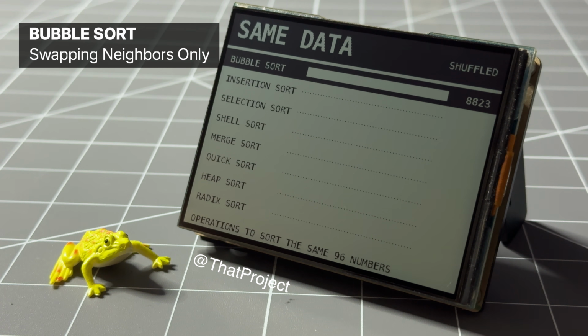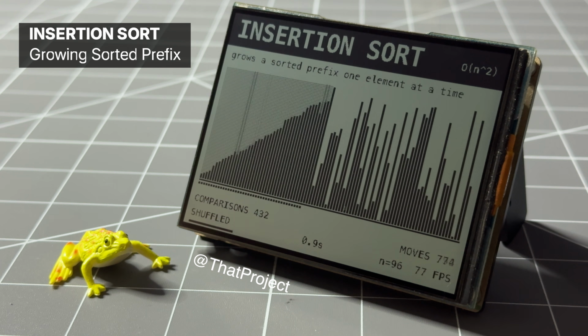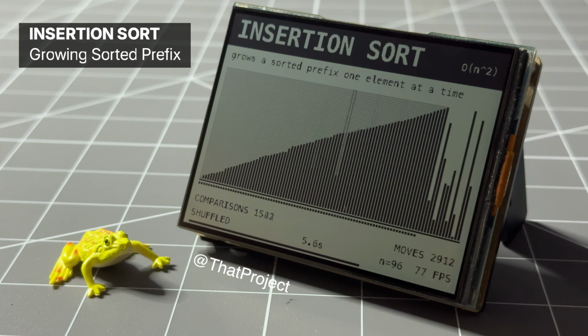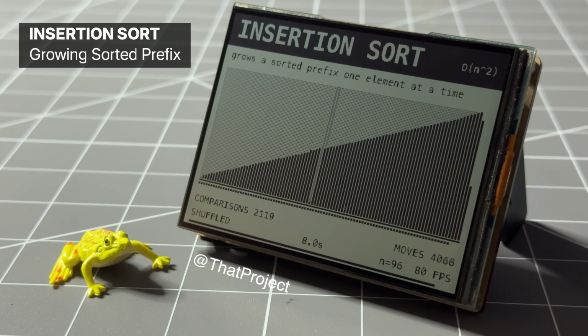Bubble sort only swaps neighbors, so it takes around 9,000 operations to get there. Insertion sort grows a solid prefix, fewer comparisons, some quadratic cost.